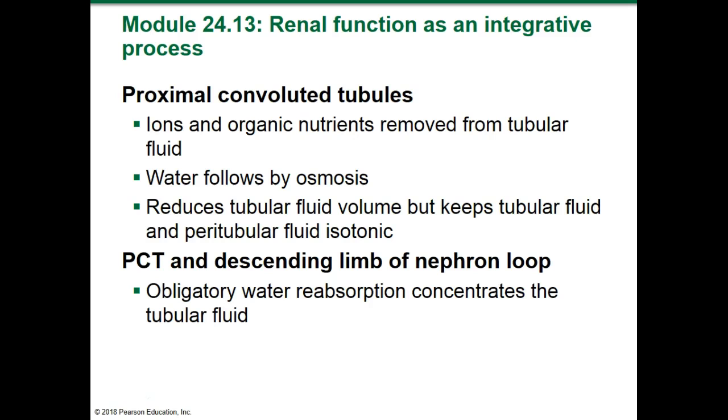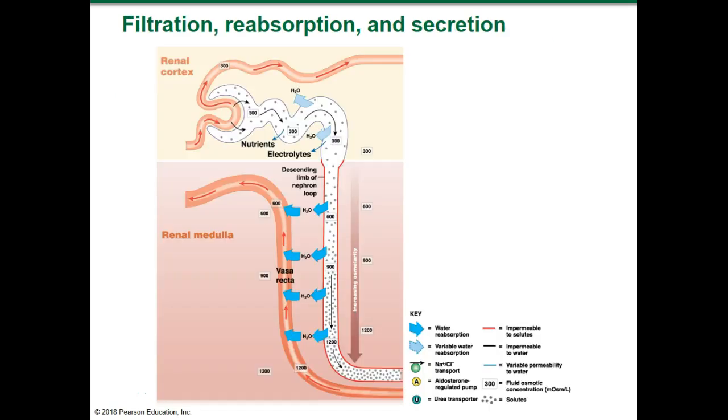So in the descending limb of the nephron loop, here you have that obligatory water reabsorption I just mentioned. It concentrates the tubular fluid. As you lose more water out of the tube, the fluid in the tube is more concentrated now because you have more solute. So that's what's showing there. Notice how this number in the tube increases. That's the concentration as we pull out more water.